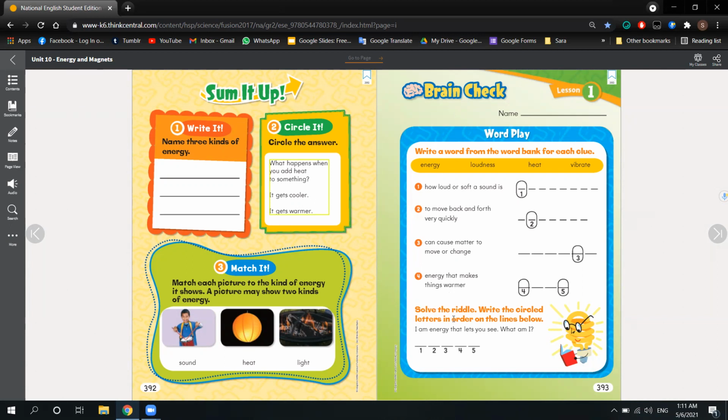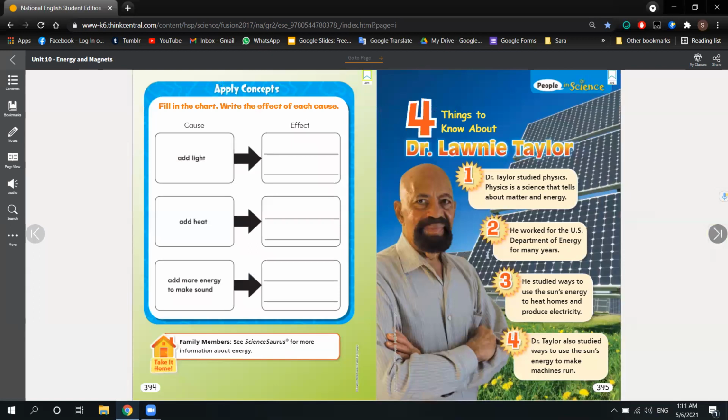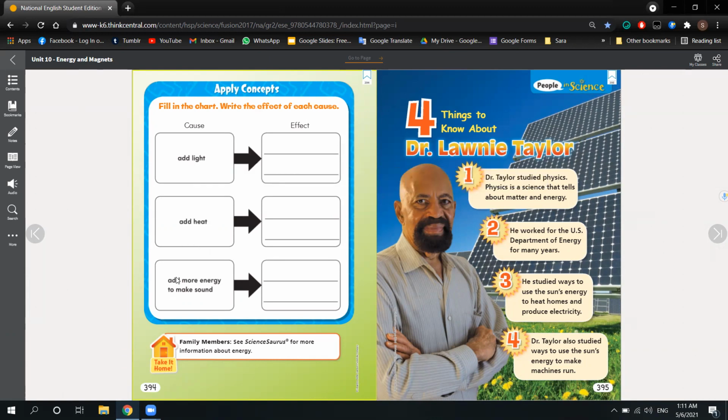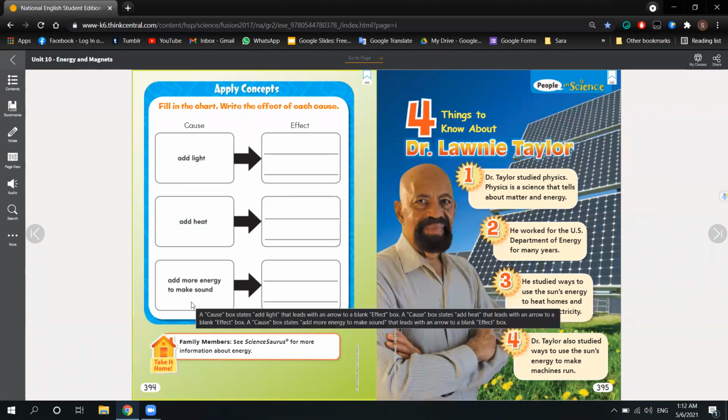Okay, then we have to solve the riddle and write the circled letters in order on the lines below. And I'm energy that lets you see. What am I? Okay, I think it's obvious here from this picture. Like you can guess it without even doing these. Okay, so now to the final page, and we have fill in the chart, write the effects of each cause. So we have cause, and here we have to know what is the effect of adding light, adding heat, and adding more energy to make sound, okay?